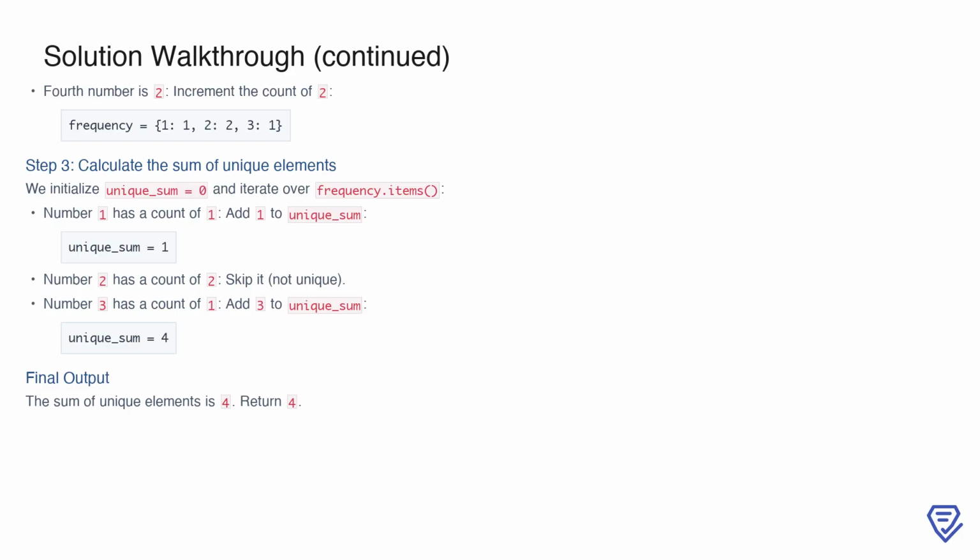The second number, 2, has a count of 2, meaning it is not unique, so we skip it. The third number, 3, has a count of 1, which makes it unique, so we add 3 to unique_sum, resulting in a final value of 4. Therefore, the sum of unique elements is 4, and this is the value we return.